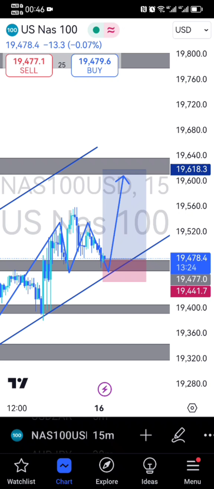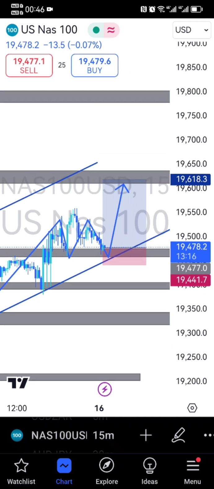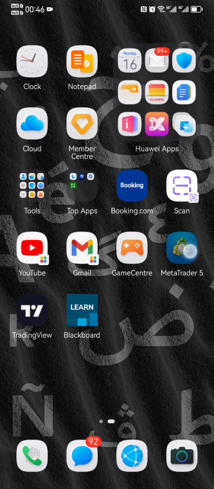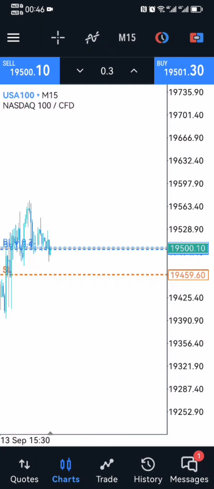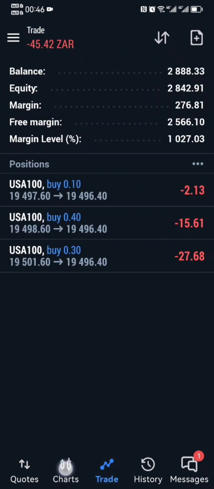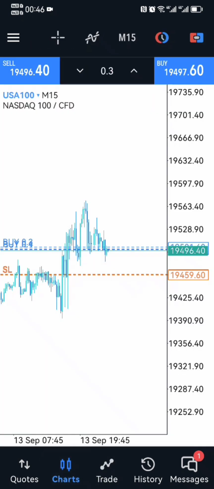So I already have my stop loss in place. Take profit, I close my profits manually. So this is how things are looking as we speak. First trade for the week, and we'll see how it goes. TradingView, MetaTrader. There you go, the $100 account growth series continues.